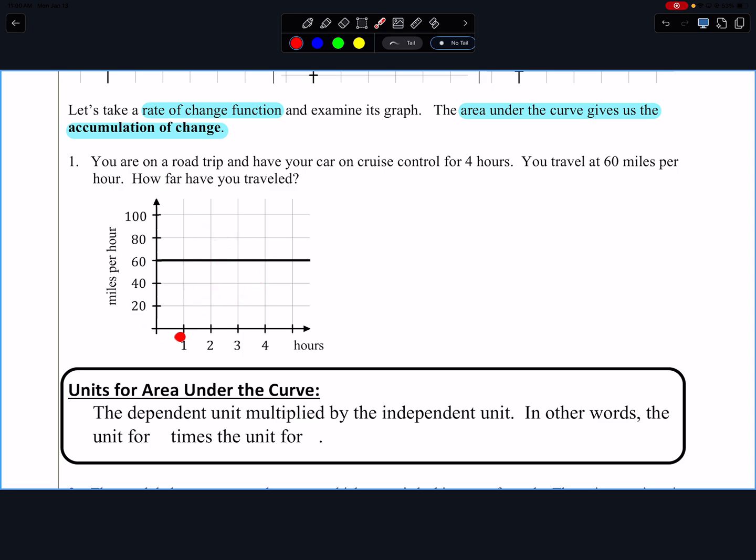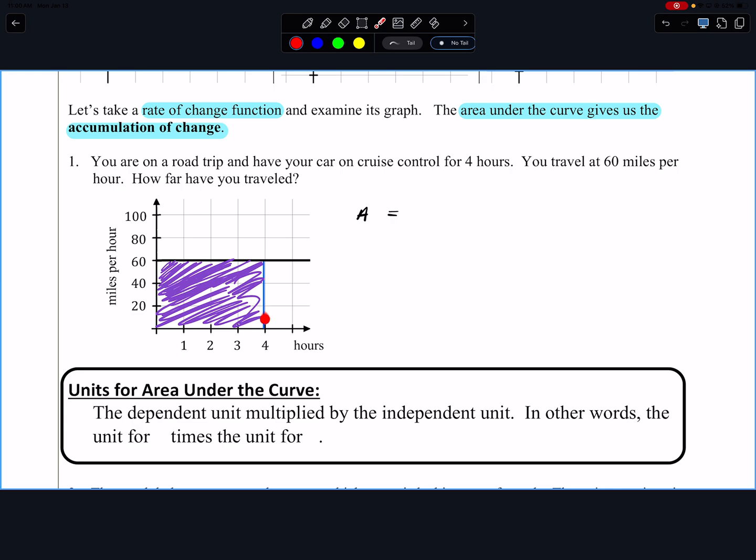So from 0 to 4 hours, our speed is 60. So our rate is 60. So what I'm going to do is draw this. So my area under the curve is going to be this shape, which happens to just be a rectangle. So the area is going to be, do you guys agree it's going to be length times width, right?